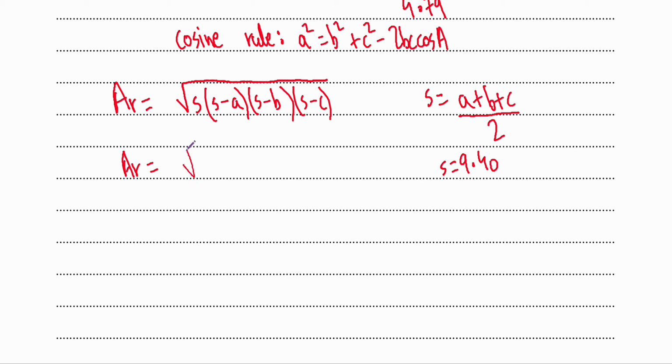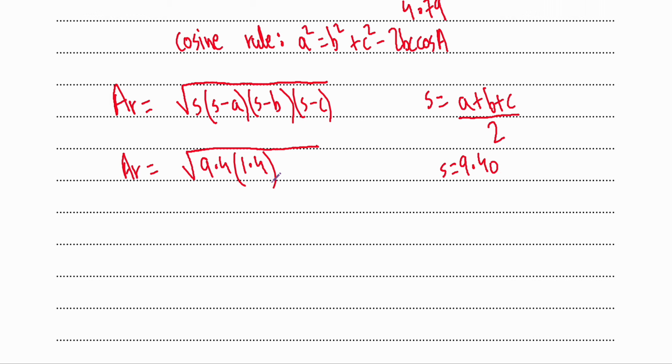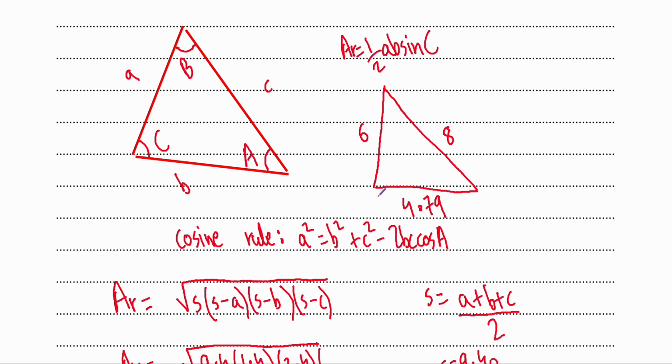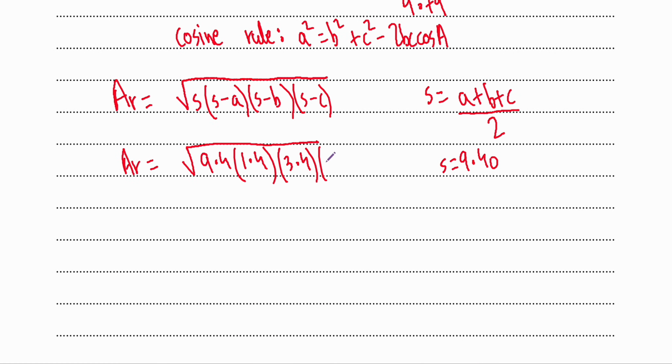Then the area is the square root of, well, 9.4 times (9.4 minus 8, which is 1.4), times (9.4 minus 6, which is of course 3.4), and then 9.4 minus 4.79, which is 4.61. So let's do 4.6, one decimal place. I'm going to put this all in my calculator: 4.6 times 3.4 times 1.4 times 9.4, and then square root, it gives me 14.36. So the area is approximately 14.36. I say approximately because we obviously rounded a lot.